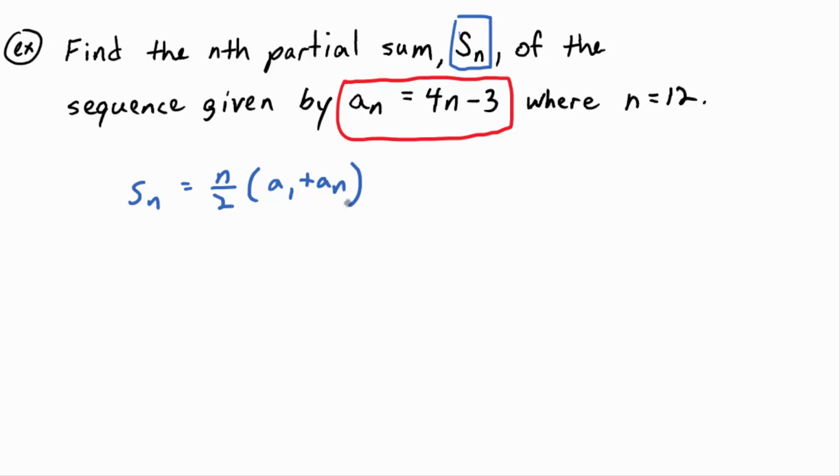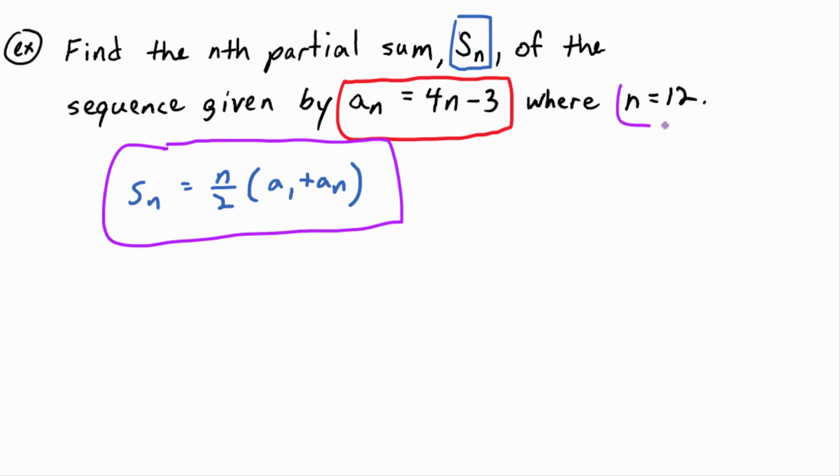Sn, so we want the formula for the sum of the first n terms. We should be able to use this guy. This is the generic formula. We've just got to plug in. Oh, and I'm sorry, they do actually give us n equals 12, so they want S12 here. So we have to use Sn where n equals 12, and we'll be able to find the sum of the first 12 terms.